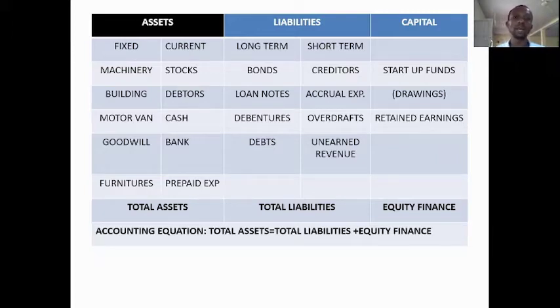Now, liabilities. Liabilities are also divided into two. We have the long-term liabilities and the short-term liabilities. Now, the ones we call long-term liabilities, by mere definition, we'll say those are liabilities that the company is not expected to redeem or to pay back within a year, like bonds, like loan notes, like debentures, like debt. Those are long-term liabilities. Now, when we say short term, like creditors, accrued expenses, like overdraft, like unearned revenues. Is that okay? All those ones are our liabilities.